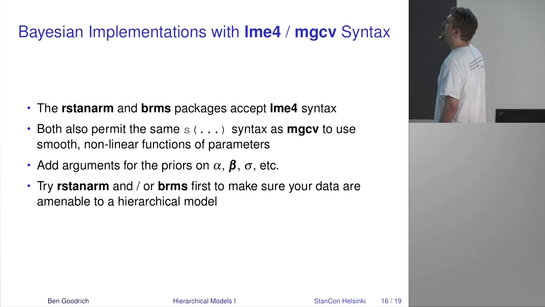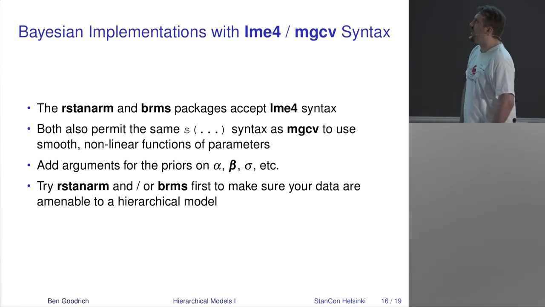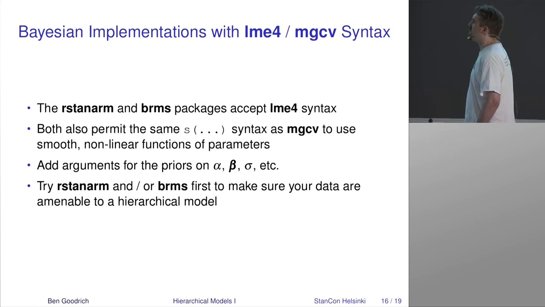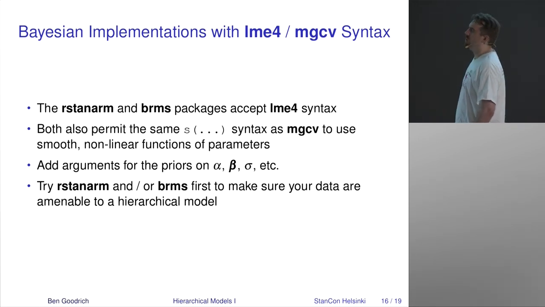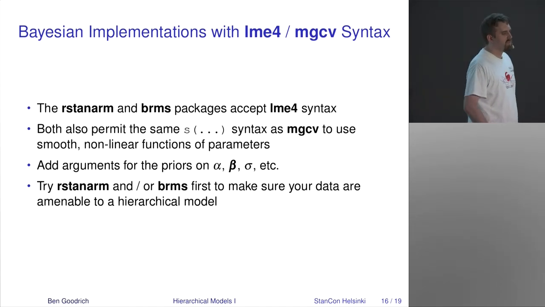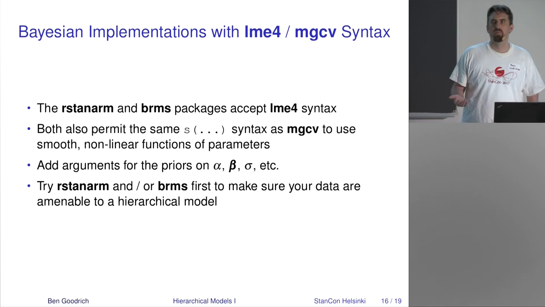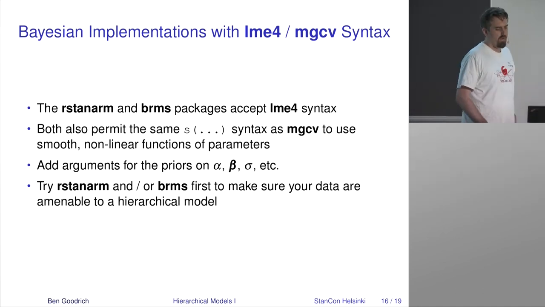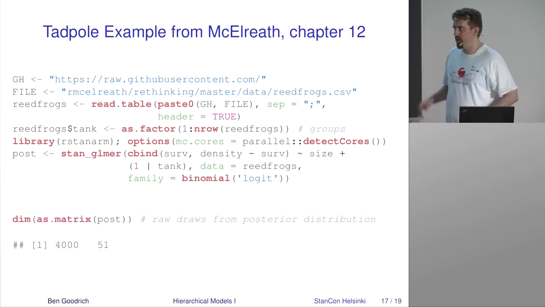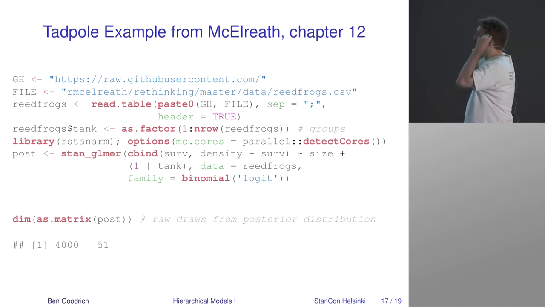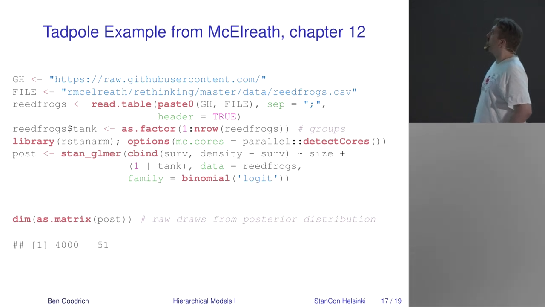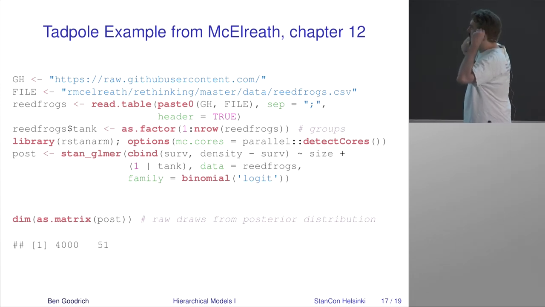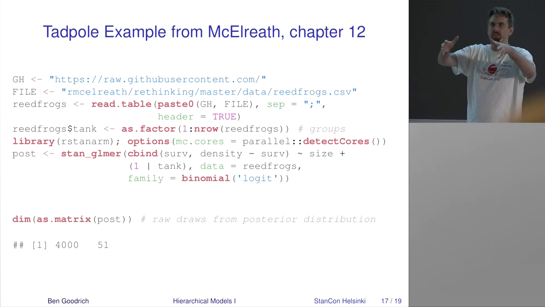And so RStanarm and brms allow you to specify priors on all these parameters. Those are additional arguments to specify, but they usually are going to have defaults. And so you can use RStanarm or brms first to make sure that your data are amenable to the hierarchical model you're doing before you start trying to tweak things and estimate your own model using Stan. And so this is a pretty good preliminary step. And so the example that I want to use comes from Richard's book. This is an example involving tadpoles that live in tanks, like fish tanks.